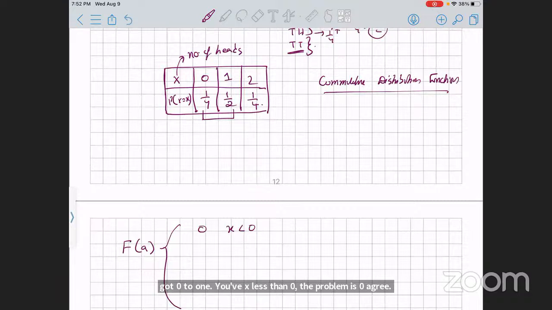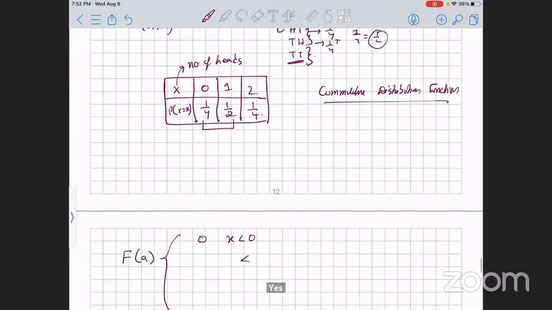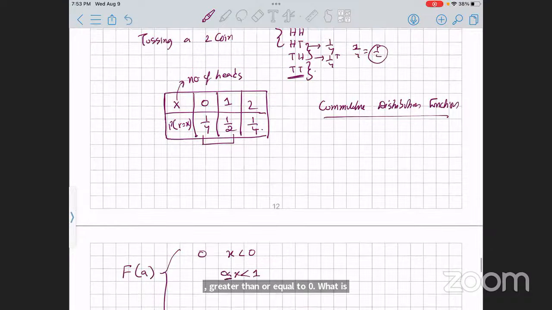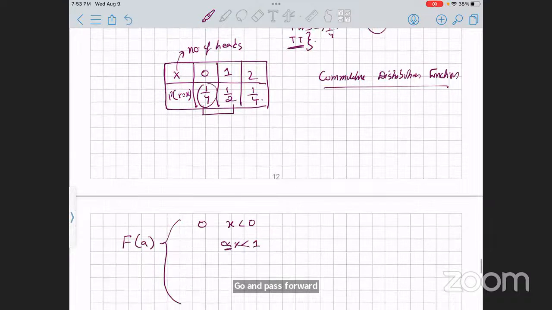And then the next thing is from 0 to 1, where there is an X. X is less than 1 and greater than or equal to 0. What is the probability? Less than 1 and greater than or equal to 0 means 1 by 4. Yes, exactly, 1 by 4.